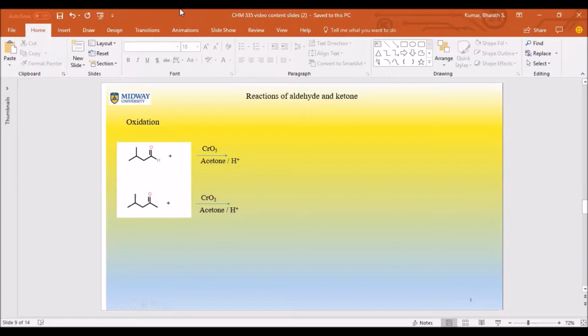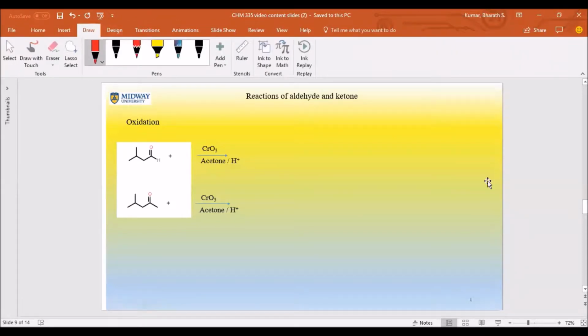or a quiz. Now, here we are going to look into reactions that say once you have an aldehyde and a ketone, what can you do with it? All right, so this is the first one. Oxidation. Whenever you oxidize an aldehyde, you produce an acid. So let me write that down.